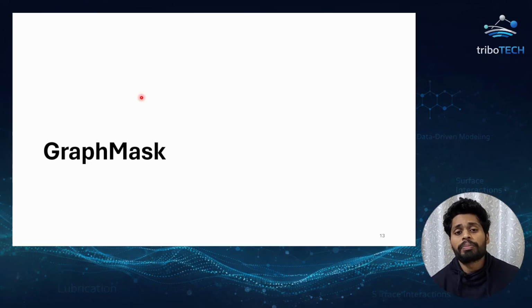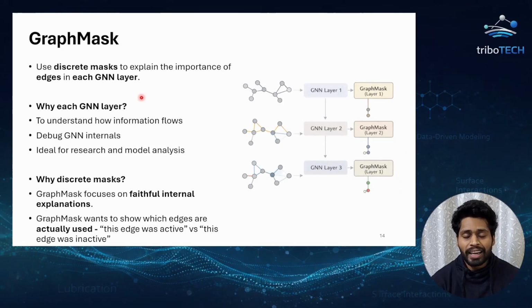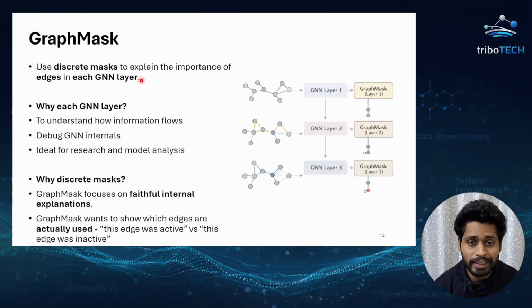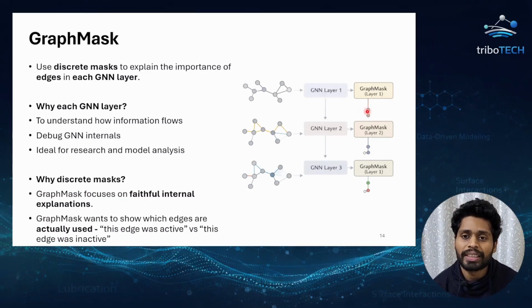Another perturbation-based explanation tool is GraphMask. In GraphMask, we are interested in each GNN layer. I repeat, each GNN layer. This is important. We use discrete masks here to explain the importance of edges. What happens in GraphMask is that the explanation is attached in each layer, and it is designed like that only. So it uses discrete mask to explain the importance of edges in each GNN layer.